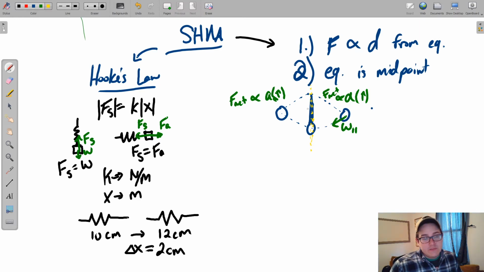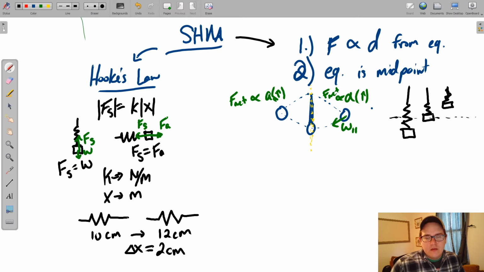Alright, so is the force proportional to displacement from equilibrium? Yes. What about a spring system? So I'm going to draw just a couple boxes. If I've got a spring system in motion, we'll call this the bottom of the motion, this the midpoint, and then this the highest point of that oscillation. Does this still fit the criteria? Well, the further you pull that spring down, the further the restoring force upward is going to be. And the equilibrium is at the midpoint.